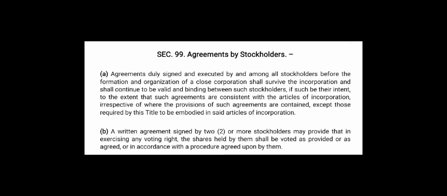Second, a written agreement signed by two or more stockholders may provide that in exercising any voting rights, the shares held by them shall be voted as provided or as agreed, or in accordance with the procedure agreed upon by them. This means that the stockholders may agree on the manner or system of voting.